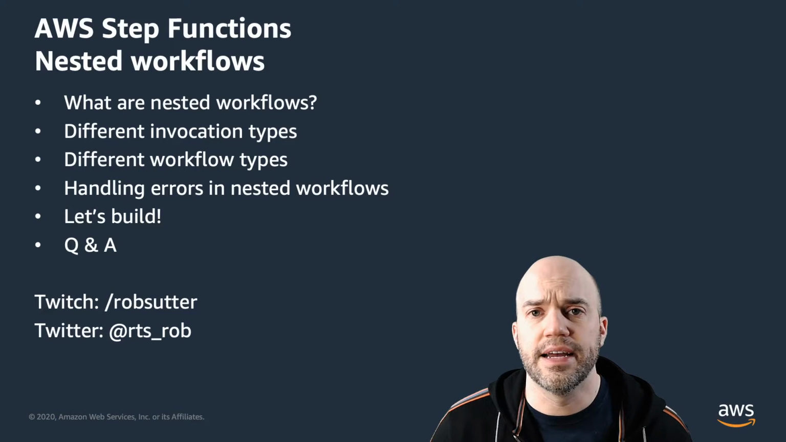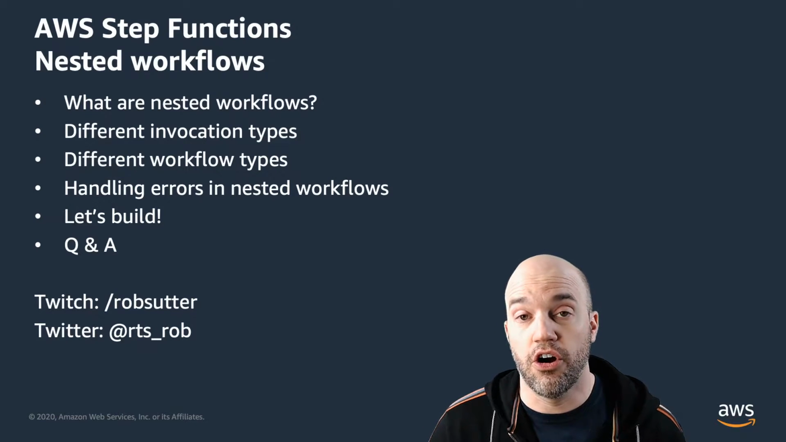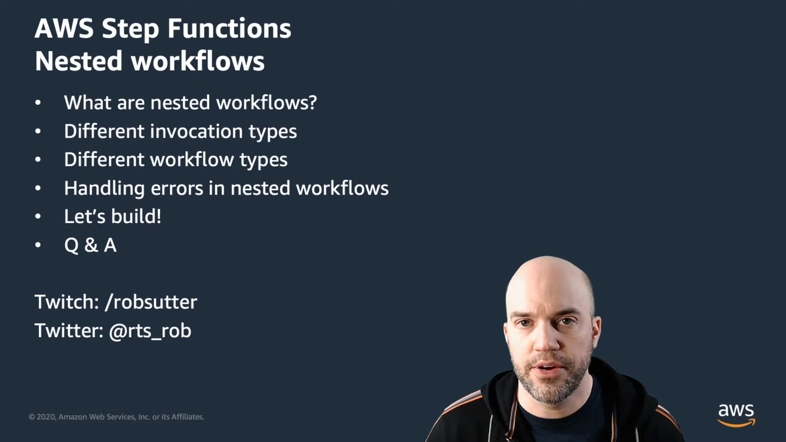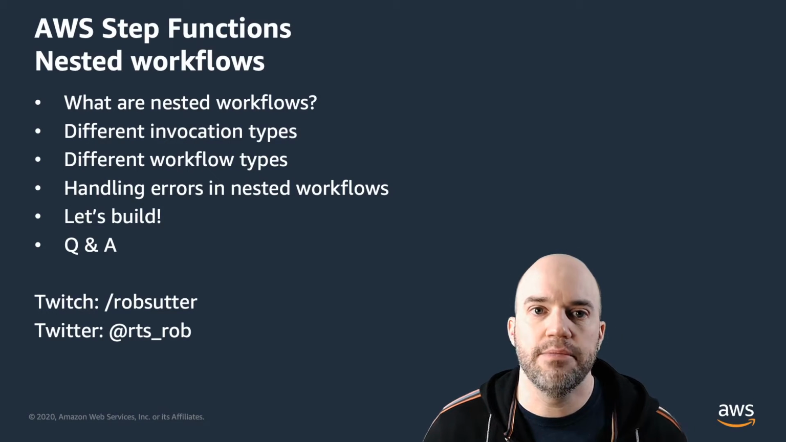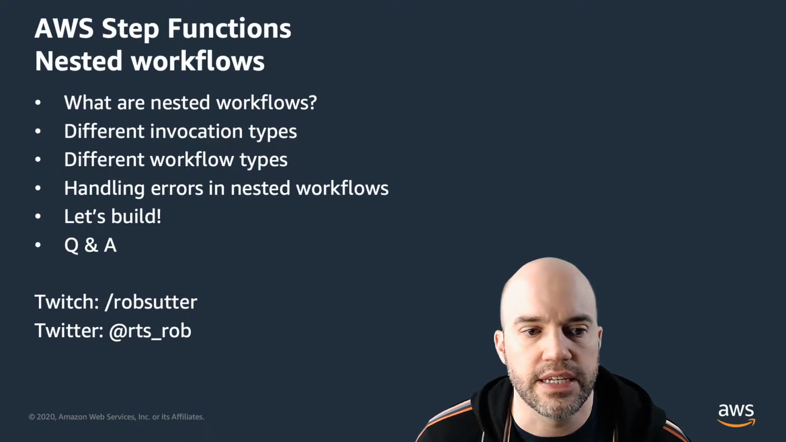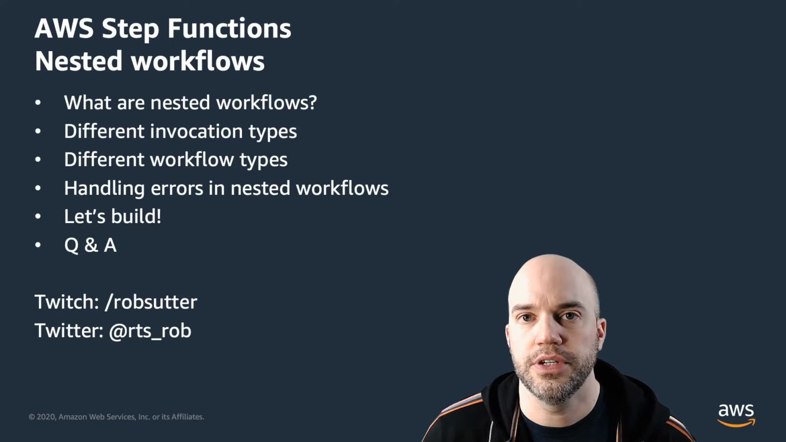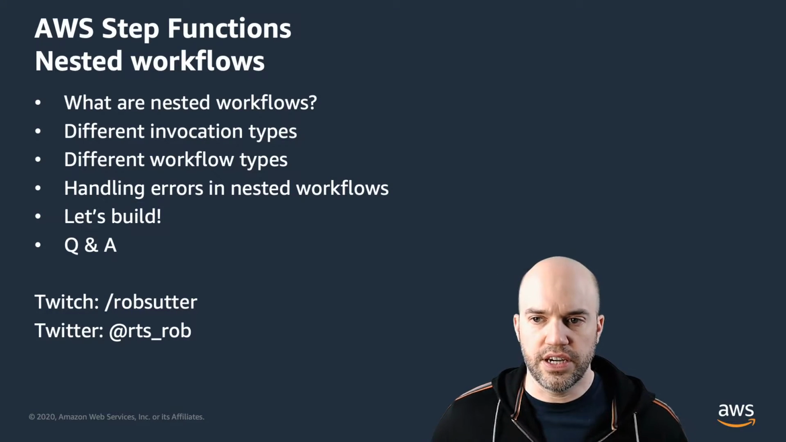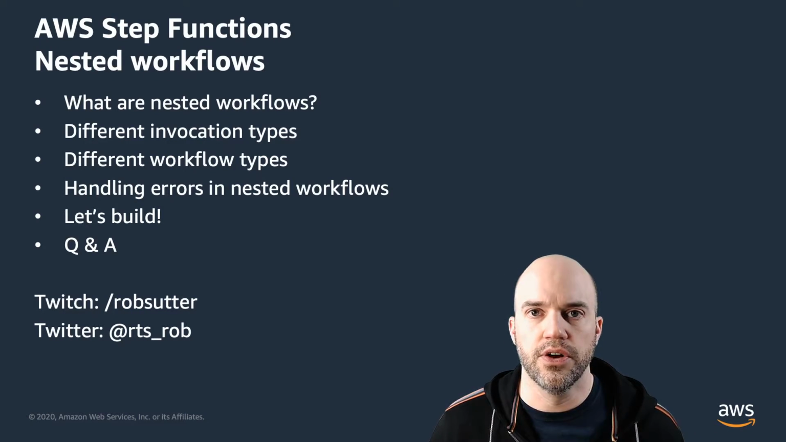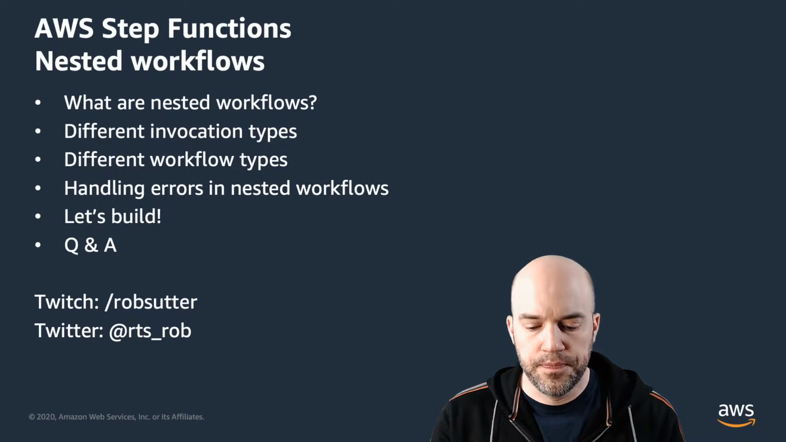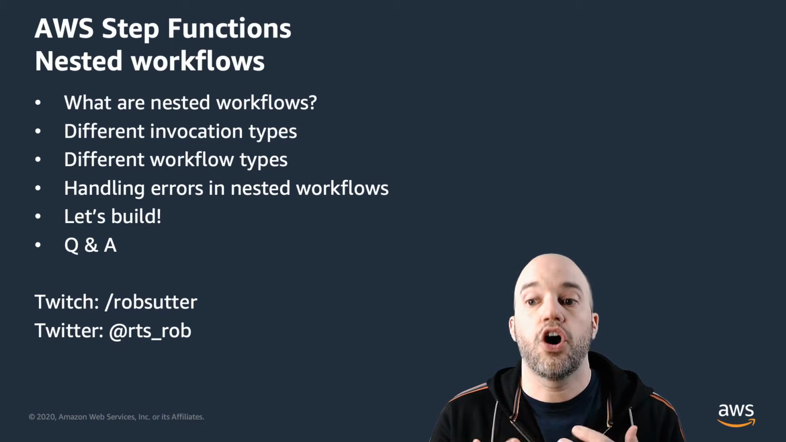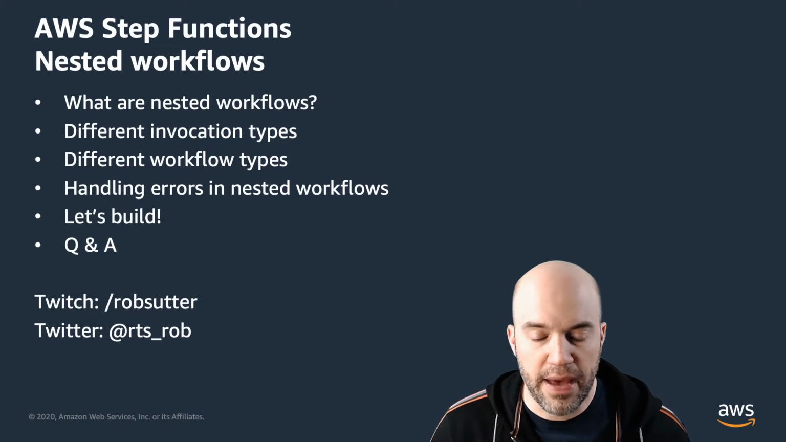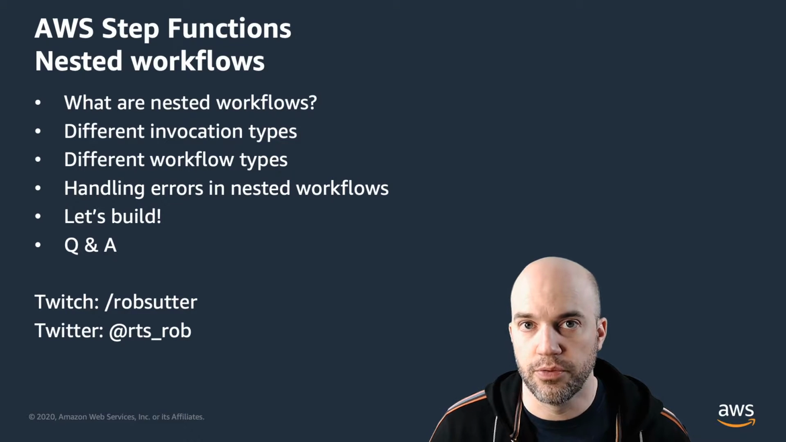But the third type of invocation is wait for a callback with the task token, or the .waitForTaskToken parameter. We're not going to build that today, but we do build that in the episode that I've linked to here for you in the channel. So I'd encourage you to check that out if you haven't already seen it. That essentially creates a token in a standard workflow that goes into the task, and the task then calls back to Step Functions on completion with that token. So that can be a manual stop point for human interaction or approval.